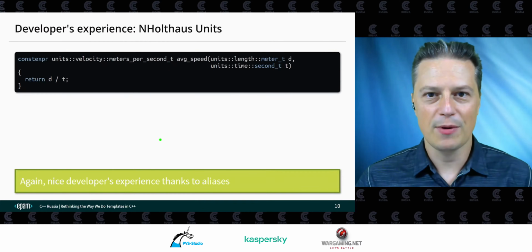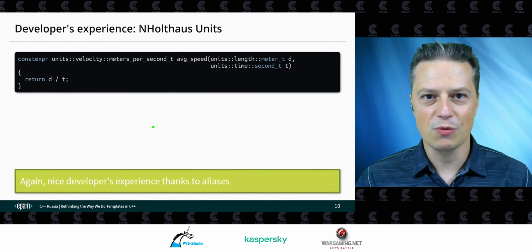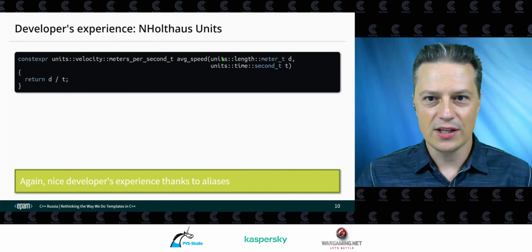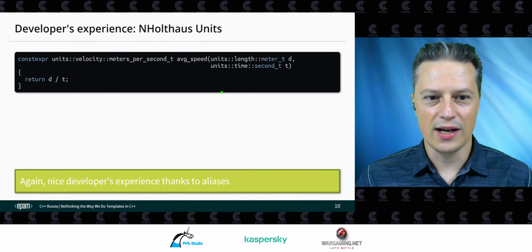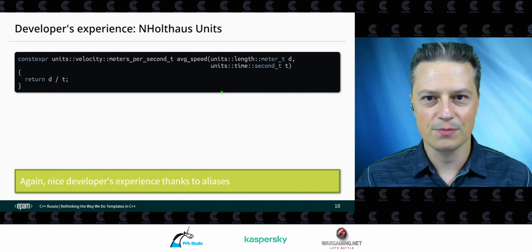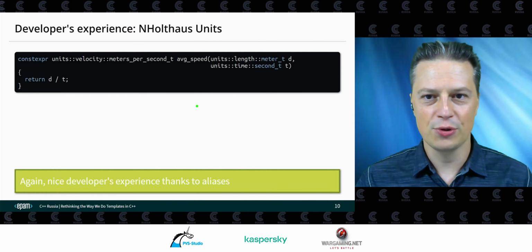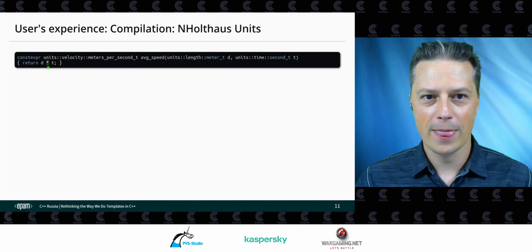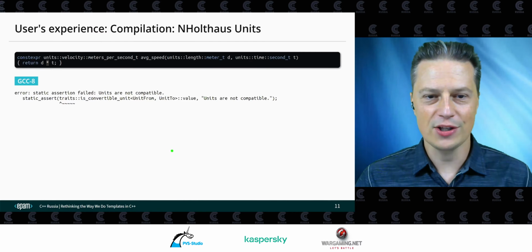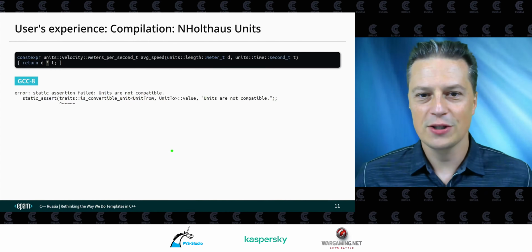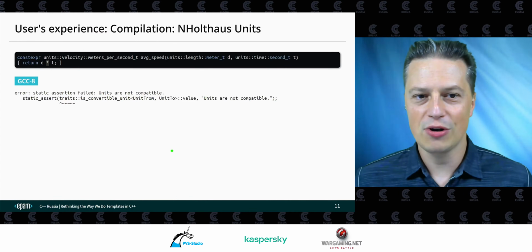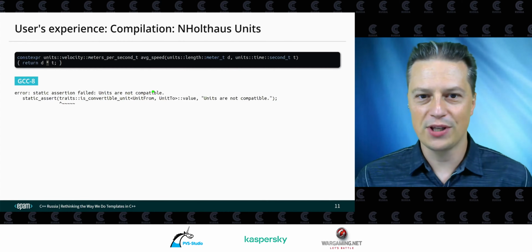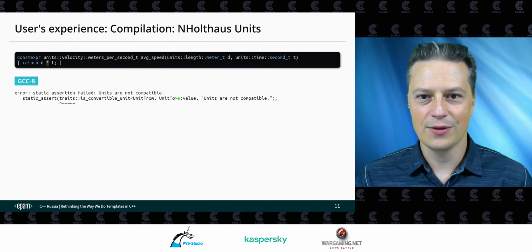Just to not talk only about boost units, let's look at the other library written by Nick Holthaus. It's a really similar one. It has a similar interface, again using aliases. So the developer has a nice user-friendly environment to work with. But if we make the same error in the code, we'll get an error like this one. This one doesn't fail to compile with a huge error log. Actually, the error log is a really short one. It's a static assert saying units are not compatible, that some type trait failed.